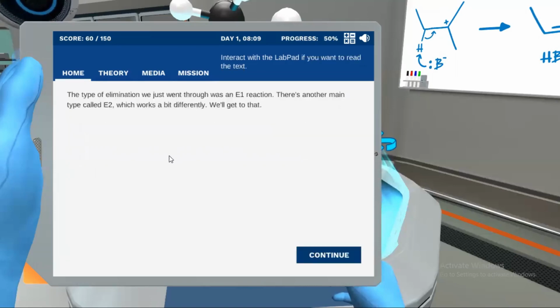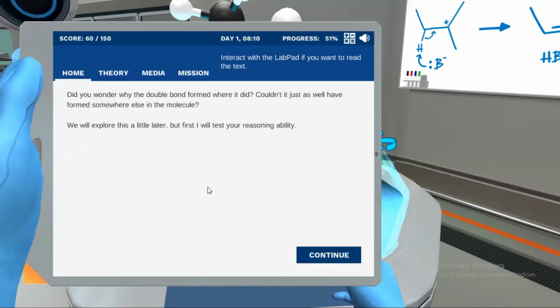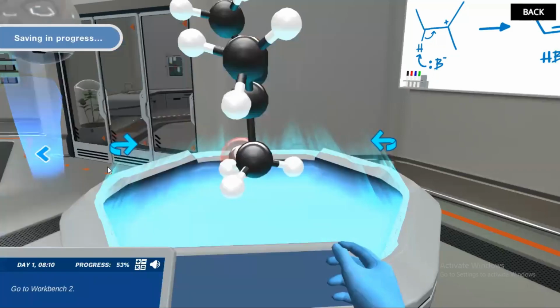The type of elimination we just went through was an E1 reaction. There's another main type called E2, which works a bit differently. We'll get to that. Did you wonder why the double bond formed where it did? Couldn't it just as well have formed somewhere else in the molecule? We will explore this a little later, but first I will test your reasoning ability. Go to Workbench 2.